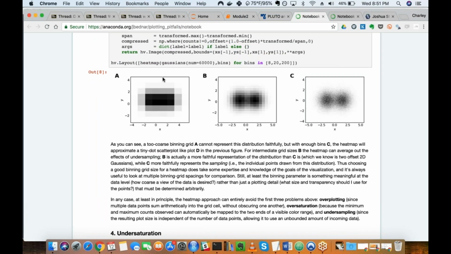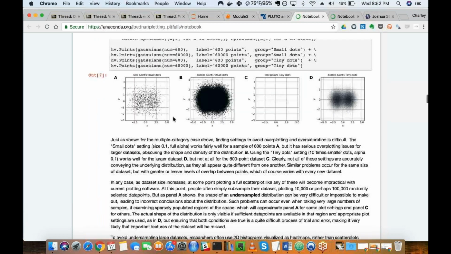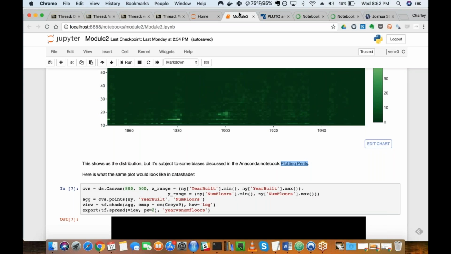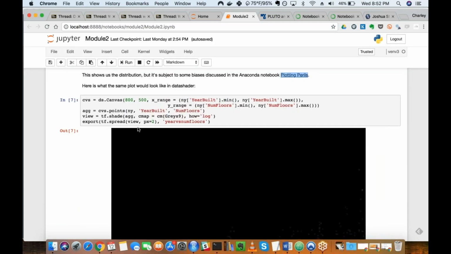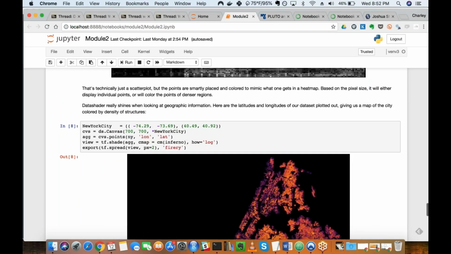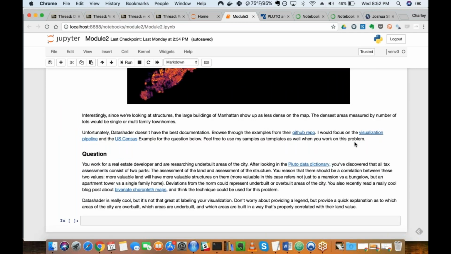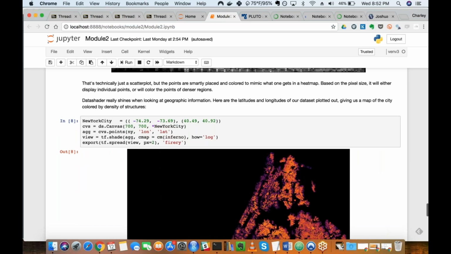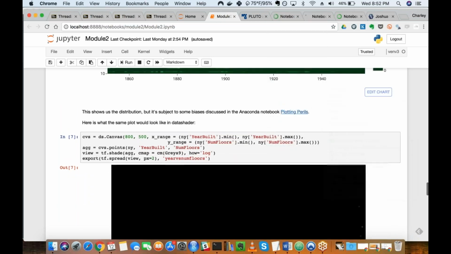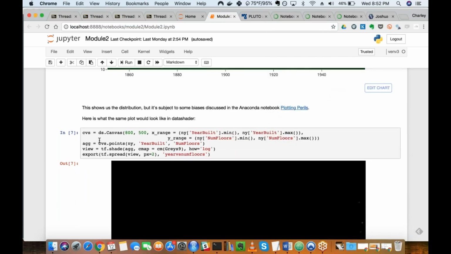Here, this is the undersampling issue that you could run into with heat maps, as an example. And Datashader deals with all of these problems for you, so you don't have to. So all I did here, and there's a link to the visualization pipeline. It shows you what's happening with each of these steps.